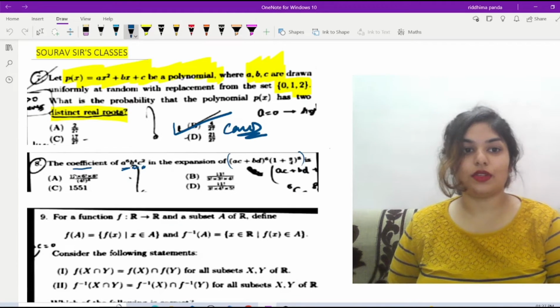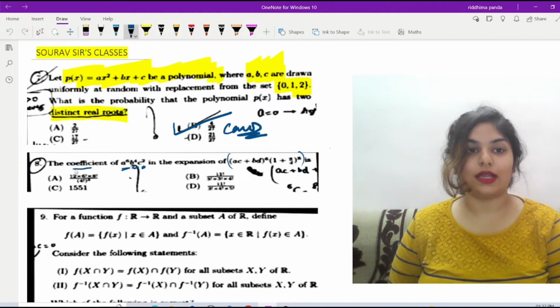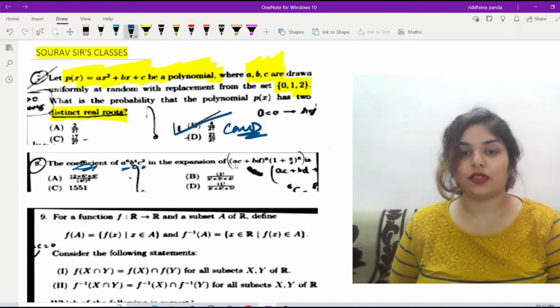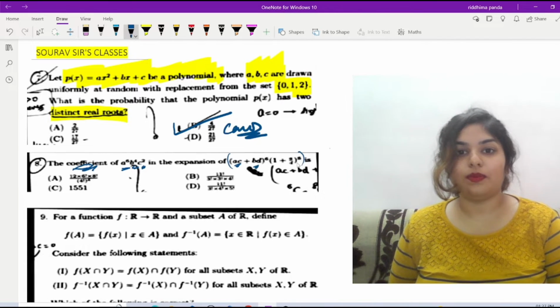So the next question in front of you is given as the following: the coefficient of a to the power 6 b to the power 4 c square in the expansion of the following product. So first let us write down the product as given: (ac + bd) to the power 6 and (1 + a/d) to the power 8.